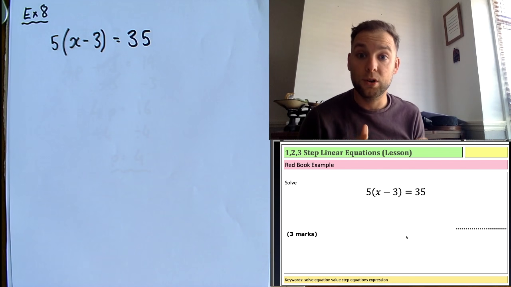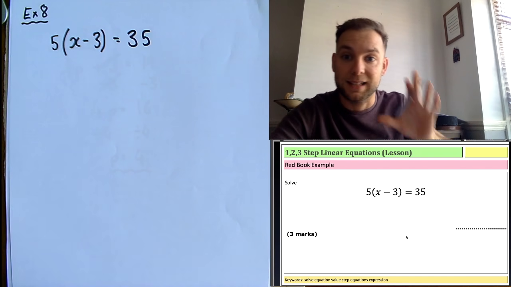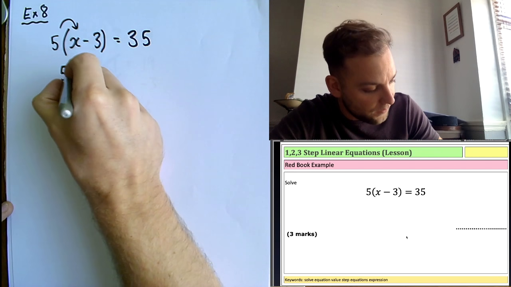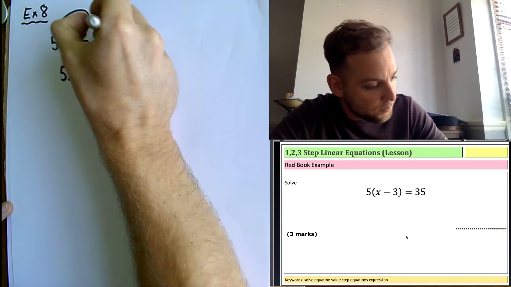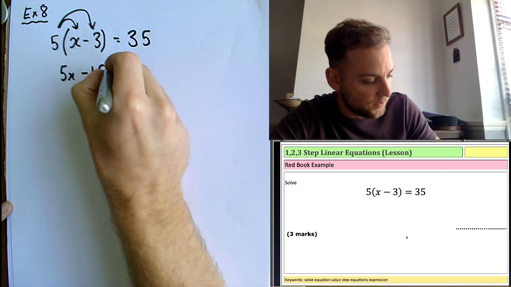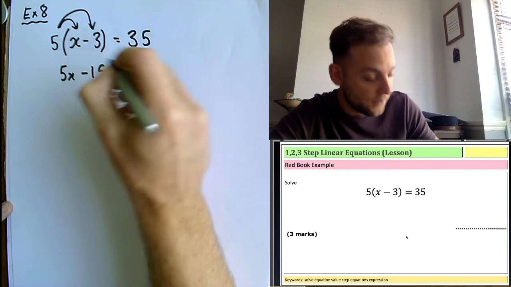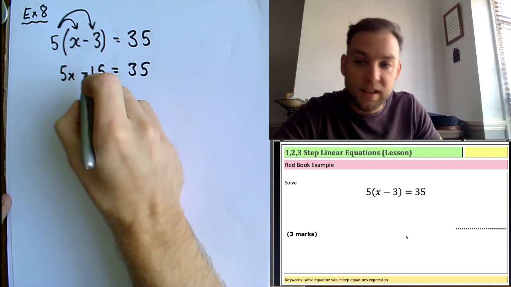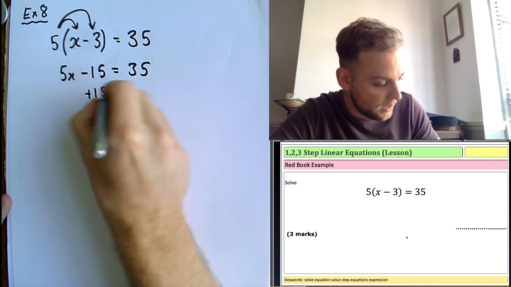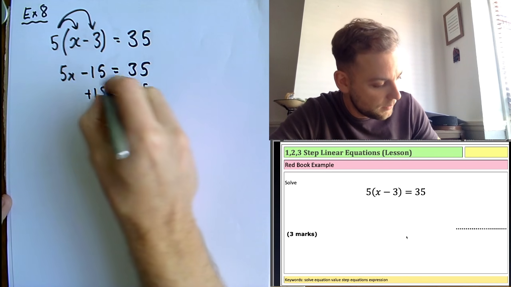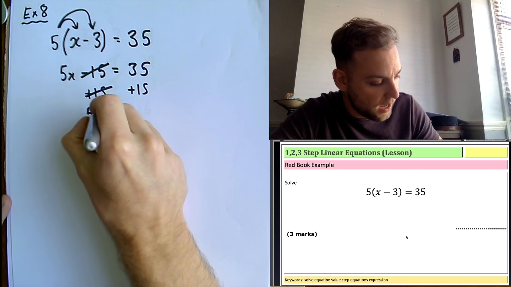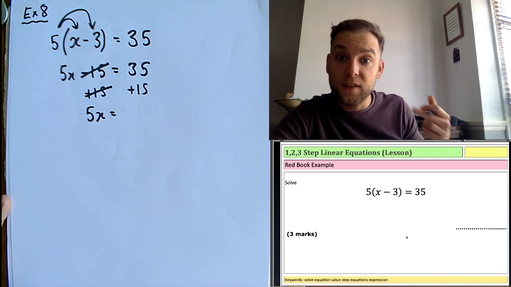So the first thing I'm going to do here is expand this bracket. So that's my first step here. 5 times x is 5x, and 5 times minus 3 is minus 15, which is equal to 35. Then I can go on to solve. So I need to get rid of this minus 15 by adding 15 to both sides. Add 15 to this side, it gets rid of that. So I end up with 5x is equal to 35 plus 15.